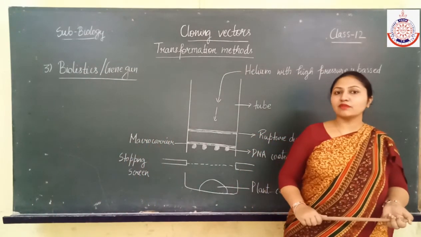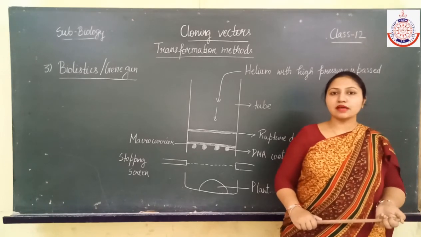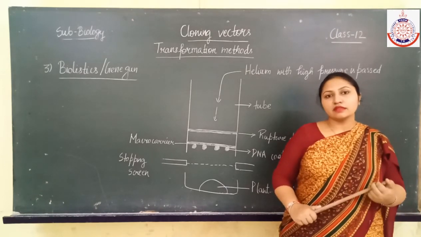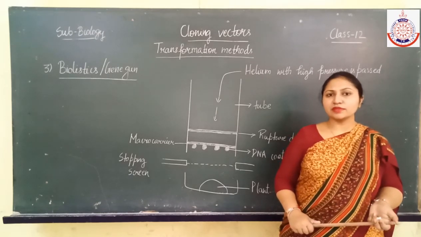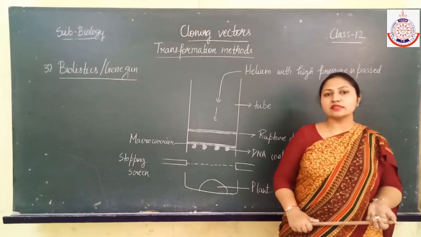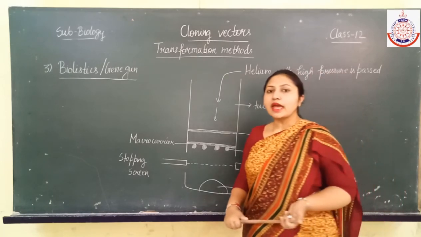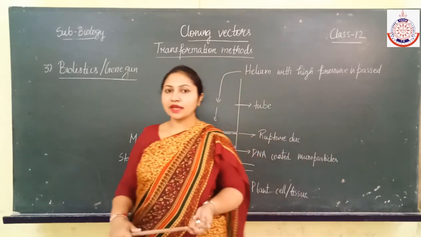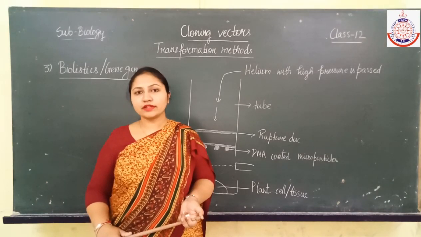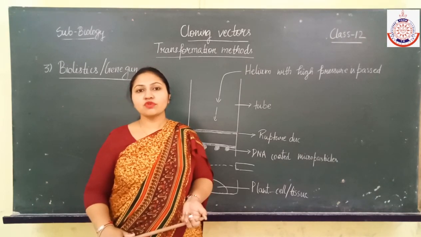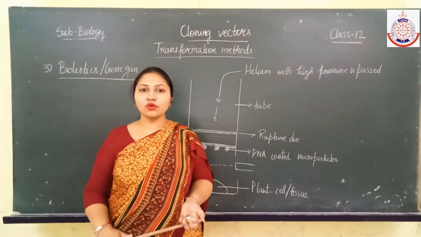Now the next method, which we have already covered, is the disarmed pathogens. Pathogens infect plant cells and animal cells. So if the disease-causing genes are removed and replaced by the foreign gene, they act as a disarmed vector for the transformation of the rDNA into host cells.